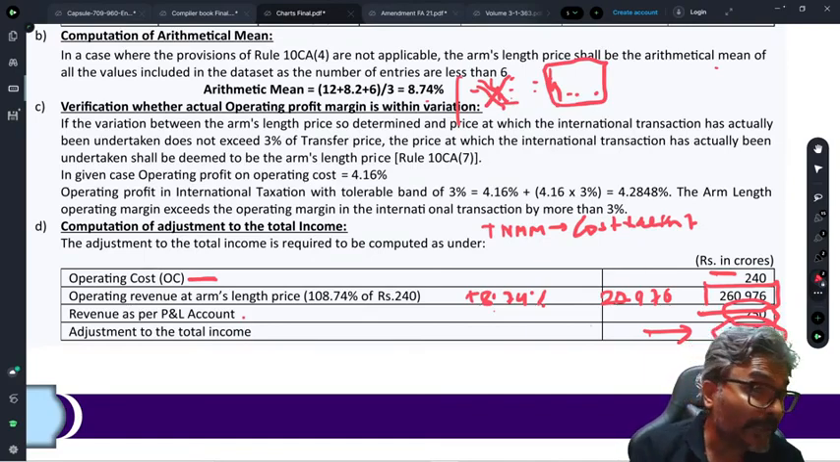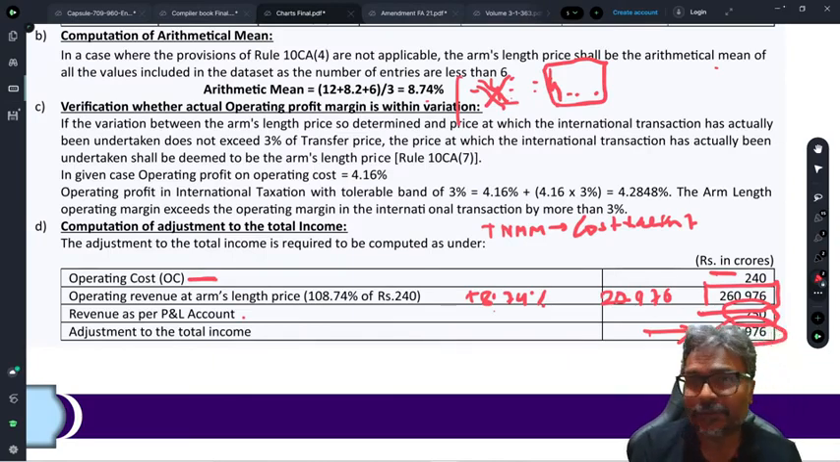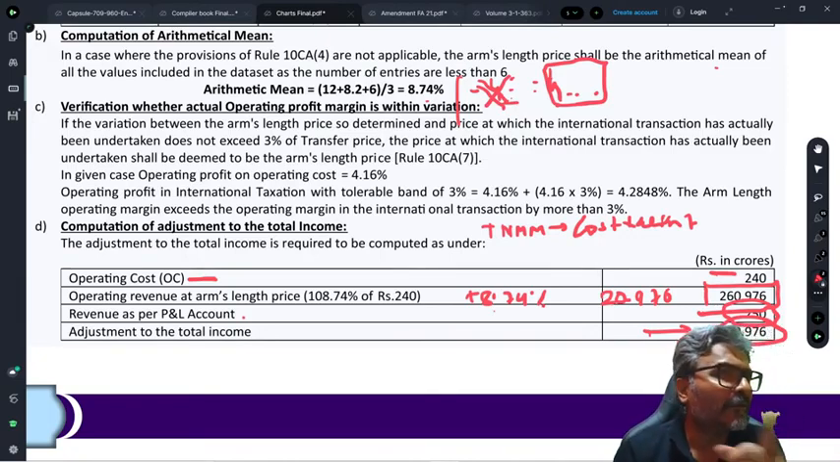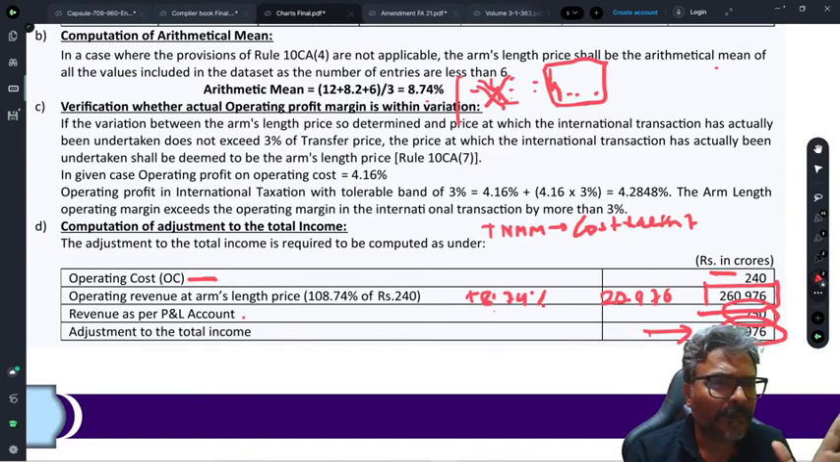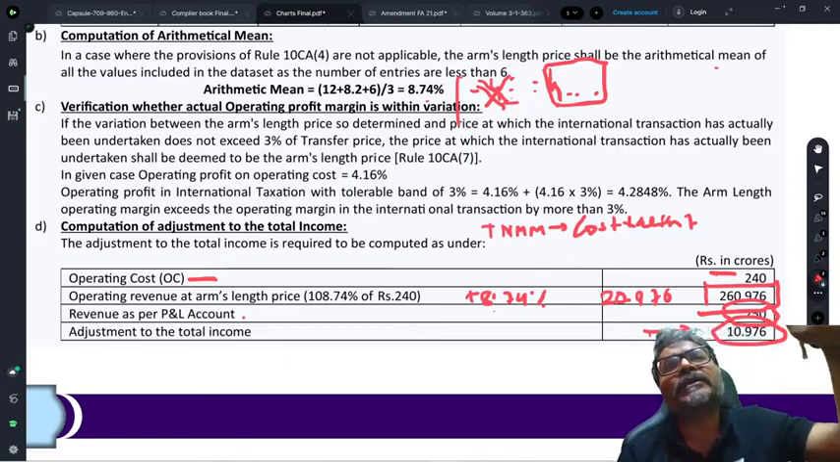This is the only area which the ICAI has not asked any question, and you have to be extremely careful. I've told you the logic. What is the relevance of this method? Why is the multi-year data given to you in the question? Everything is known to all of you now. Isn't it multi-year data? Why is it necessary for these three methods? Why not for the CUP method?